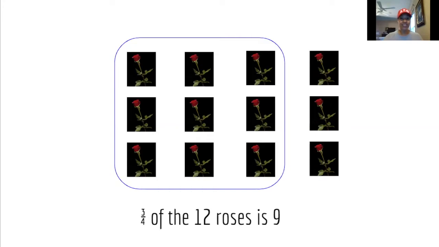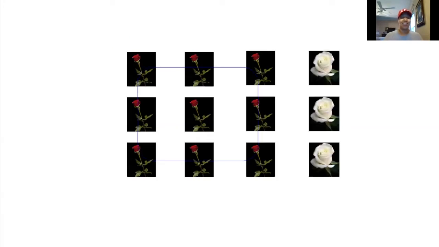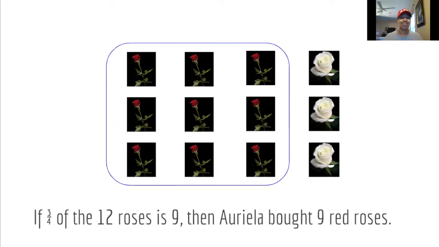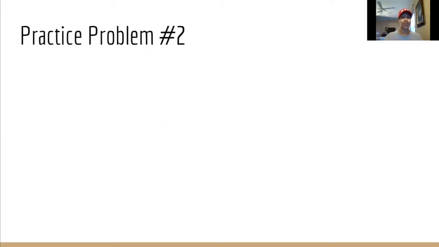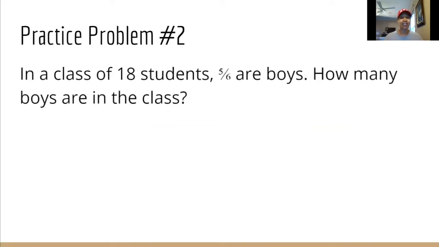We can answer the question now, right? Yes, we can. If 3/4 of the 12 roses is 9, then Ariel bought 9 red roses. Problem number 2. In a class of 18 students, 5/6 are boys. How many boys are in the class?